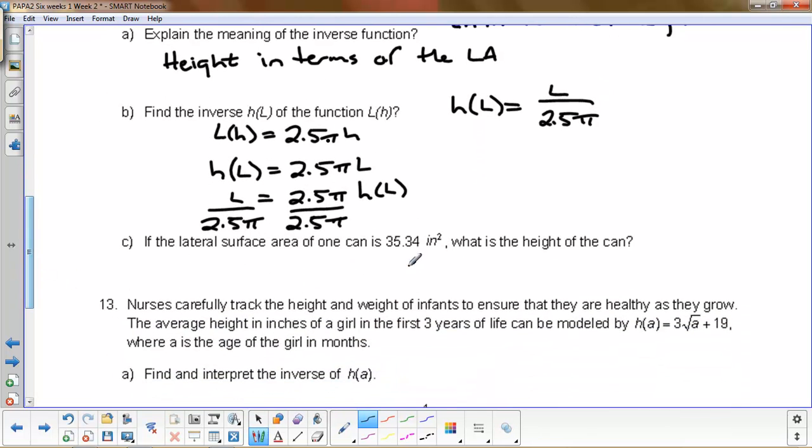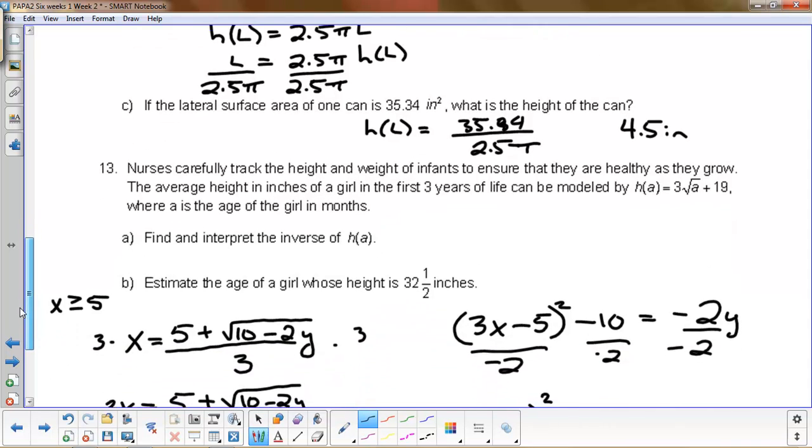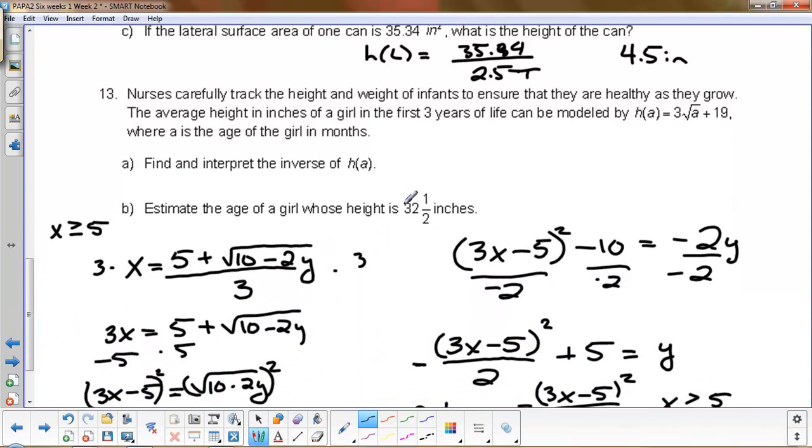Plugging in the value, 35.4, h of L equals 35.434 divided by 2.5 pi. The answer is approximately 4.5 inches. Alright, number 13, finding the height. Okay, so again, what we must do is we must switch the variables. So that means it's going to be a of h equals 3 times the square root of h plus 19.